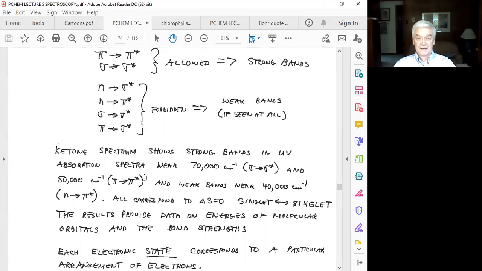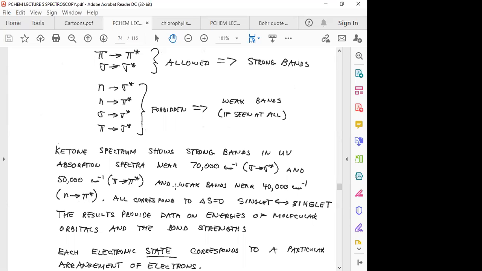So anyway, here's a summary. A sigma to sigma star transition would be in what's called the vacuum ultraviolet, really at high energies where even oxygen and nitrogen absorb, whereas the pi to pi star is around 50,000 wave numbers. These others, like n to pi star or n to sigma star, if they can be seen and they're weak, would be maybe around 40,000 wave numbers, but still in the ultraviolet.